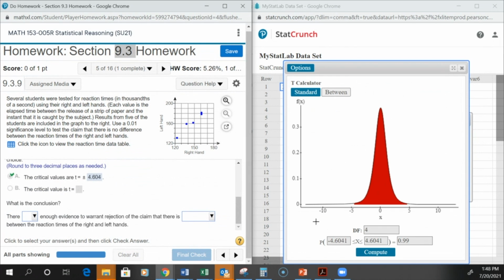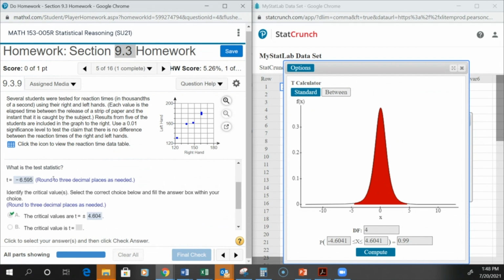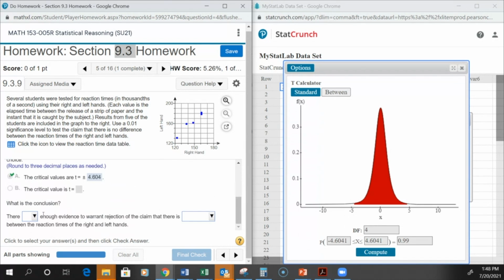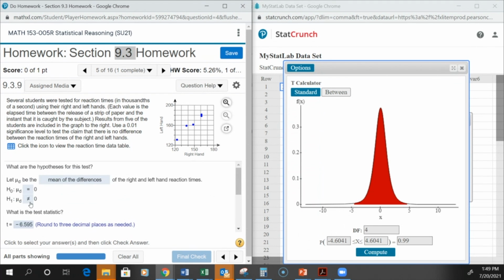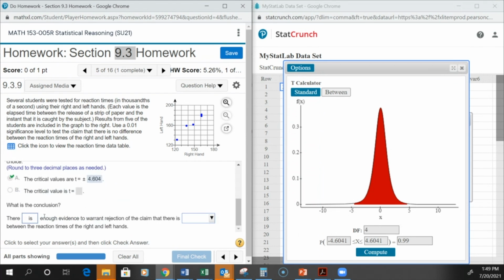What's the conclusion? Well, this is 4.604 on the negative side, and we found a test statistic t-value of -6. This is definitely in the critical region. That means we will reject. There is enough evidence. And read through this carefully because you hate to get it wrong. The original claim was there's a difference. And we say there is enough evidence to warrant a rejection of the claim. We think there is a difference. So we're rejecting a claim.